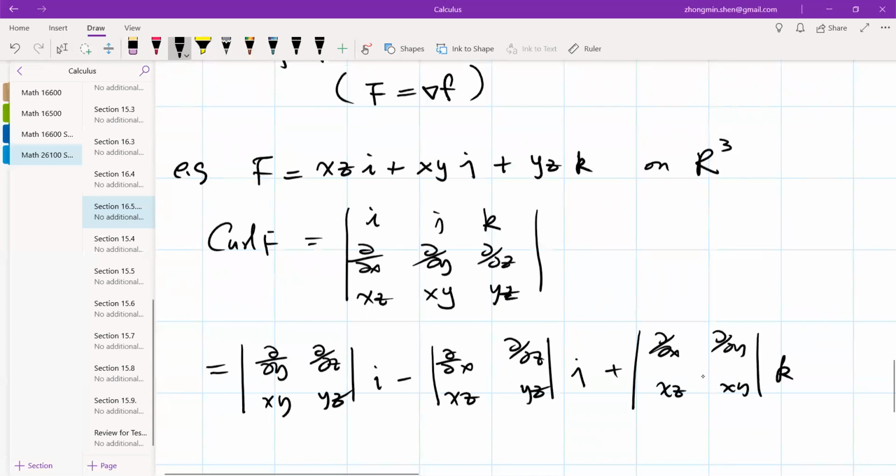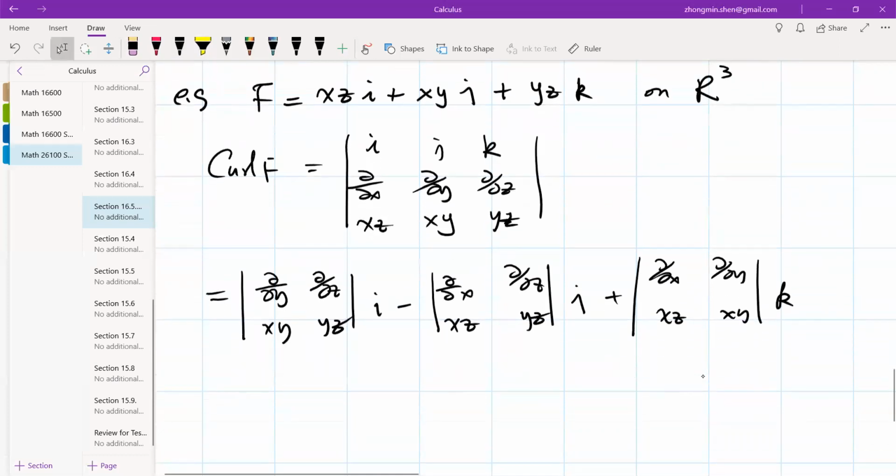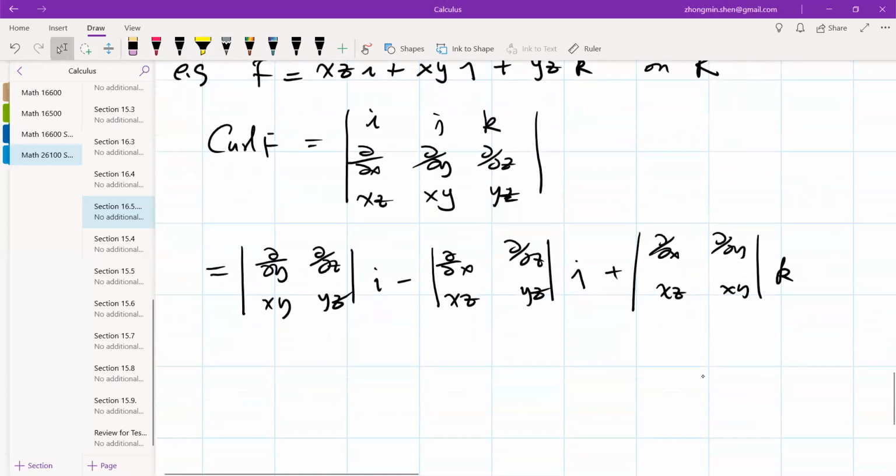The reason I want to do that is because I cannot memorize the formula. It's so complicated and harder to memorize. But this is easy to memorize, just one single formula. Then you can have this logic here: partial derivative with respect to x, with respect to y, with respect to z, and i, j, k.